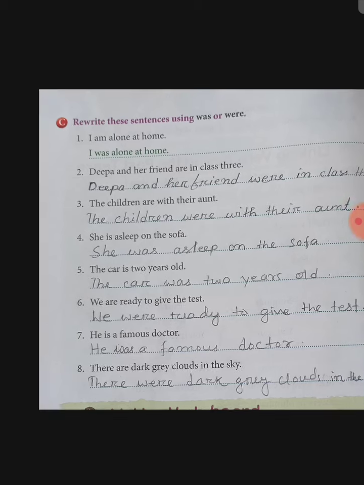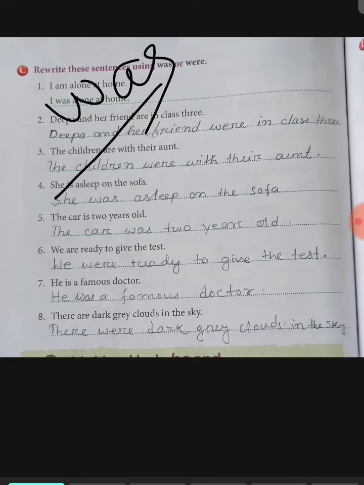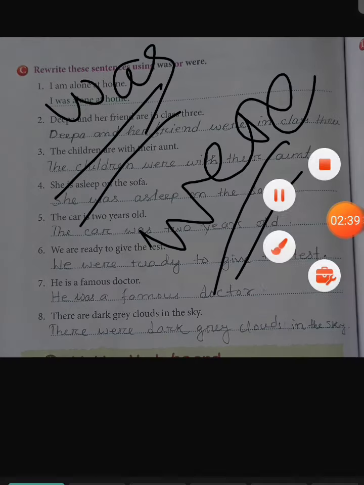If the subject is singular, then we have to use was. Again I am telling you, if the subject is singular then we have to use was, and if the subject is plural then we have to use where. Singular means one and plural means more than one, okay.